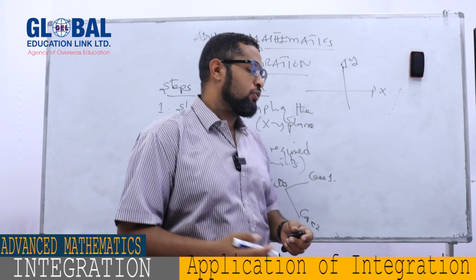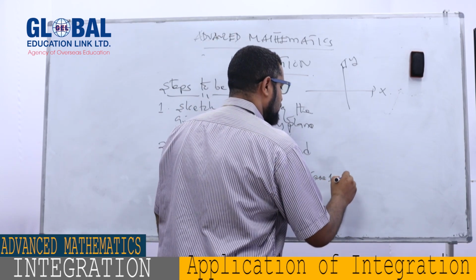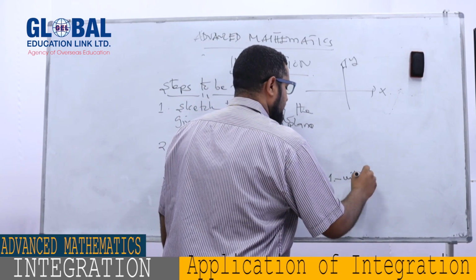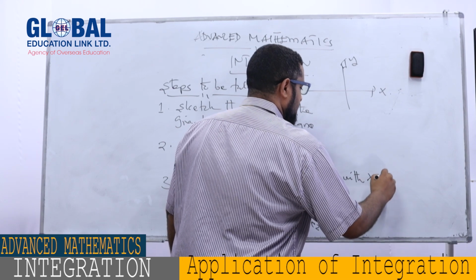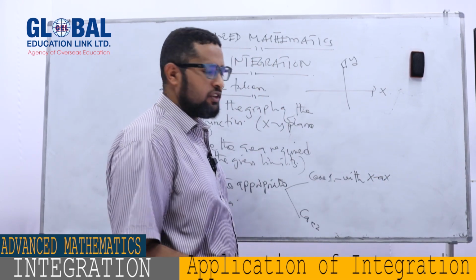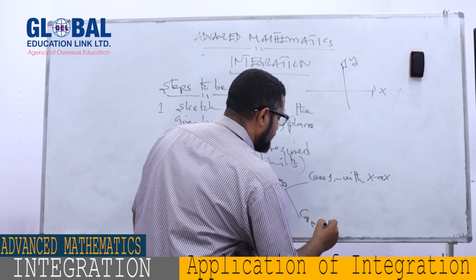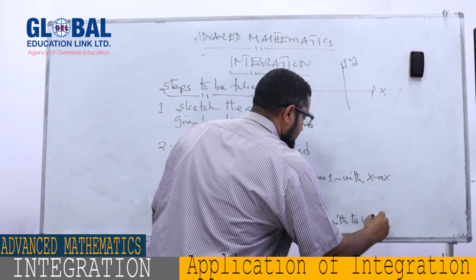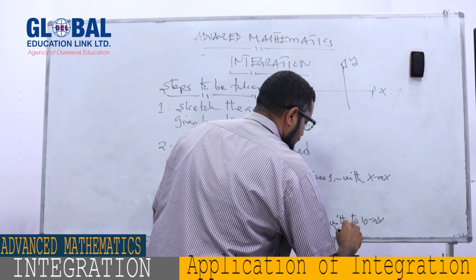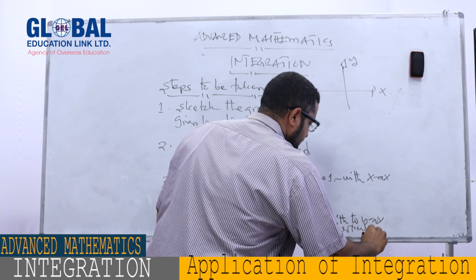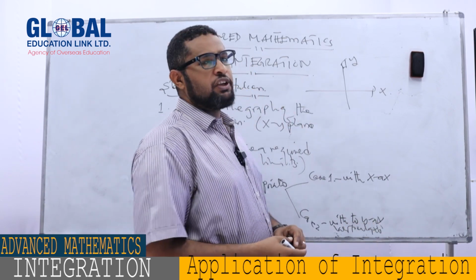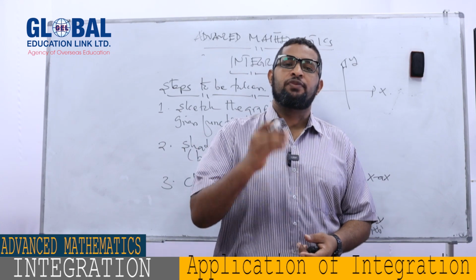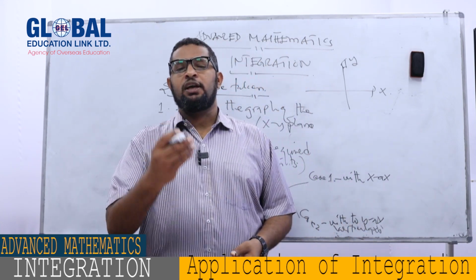Remember, case 1 is when the curve is drawn with respect to the x-axis or horizontal axis. Case 2 is when it's drawn with respect to the y-axis or vertical axis. Those are the key steps that you're supposed to undertake when you are finding area under a curve.